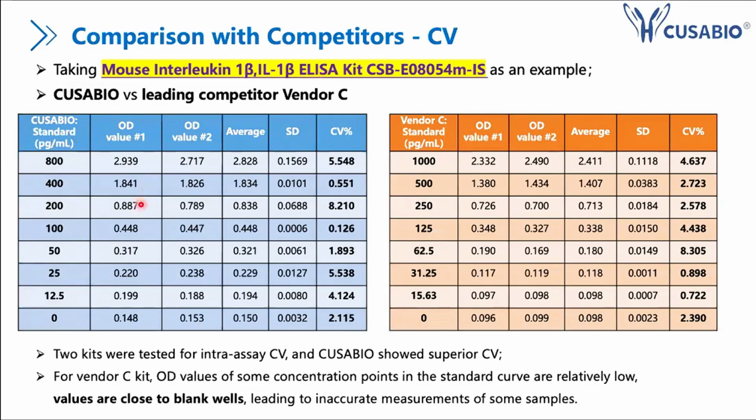For these two kits, we performed the standard curve build-up, and the table here shows the real values from the standard. We tested the intra-CV first, and as you see, CUSABIO showed a superior CV compared to vendor C. For vendor C, we also observed that for the low concentration group, the OD values are pretty close to the blank wells. So we believe that this will lead to inaccurate measurement of some of the samples.